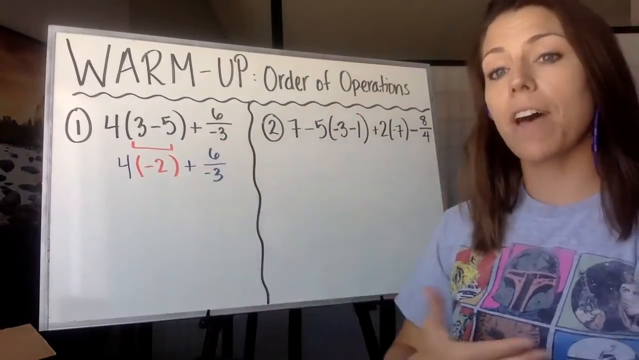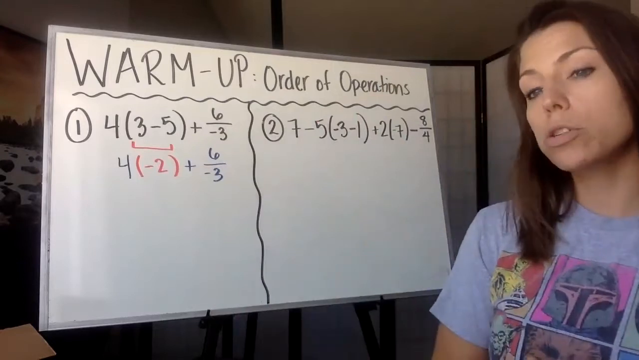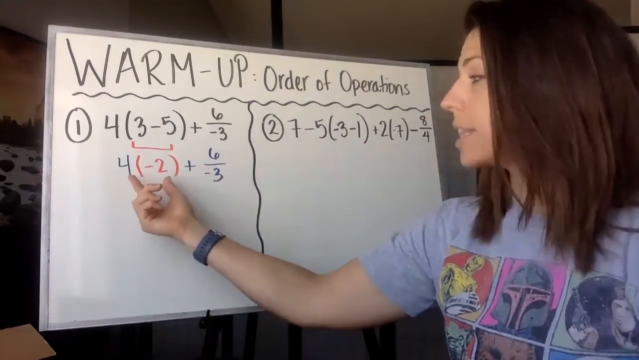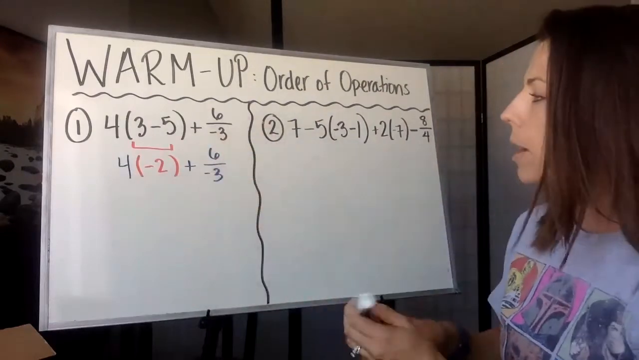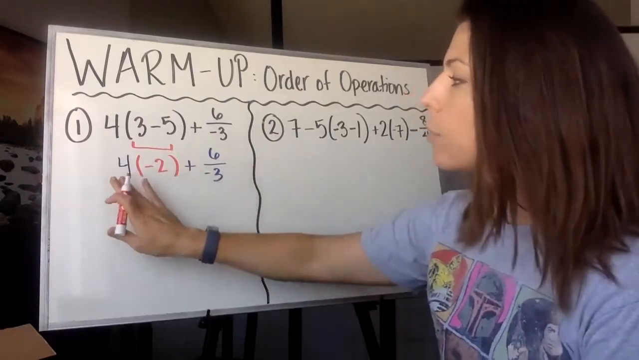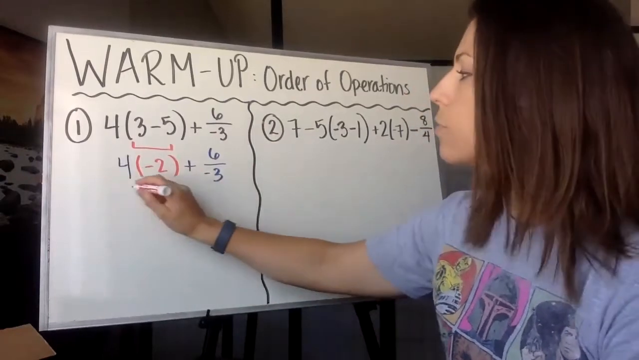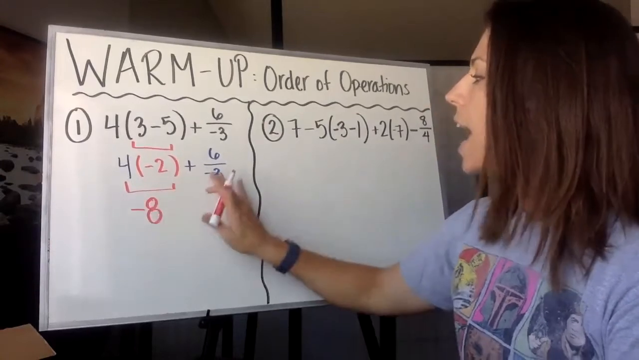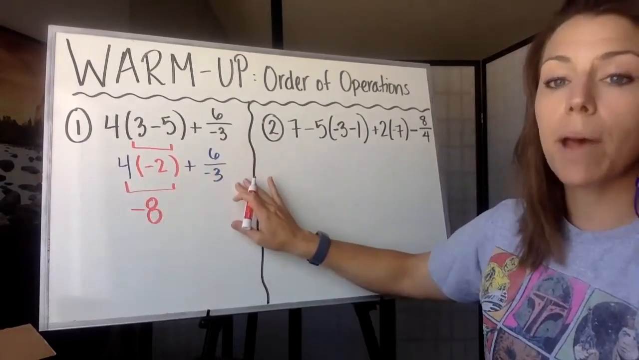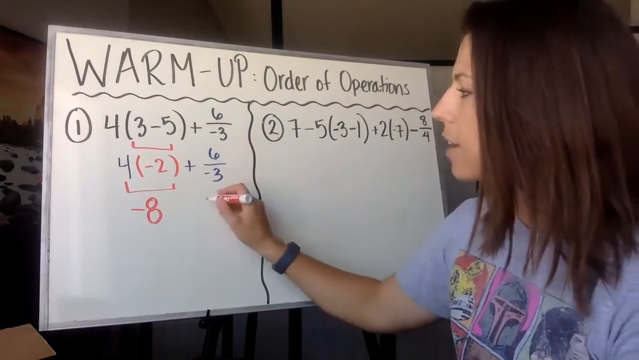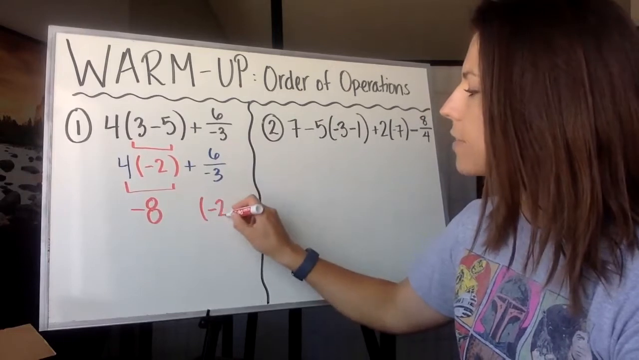So now we're going to simplify all products and all quotients. Products meaning multiplication, which we again use with parentheses, and quotients with our fraction bar. So I do see a product here of 4 times negative 2. And again, remember, a positive times a negative will result in a negative 8. And over here, 6 divided by negative 3, again, a positive divided by a negative would be a negative 2.